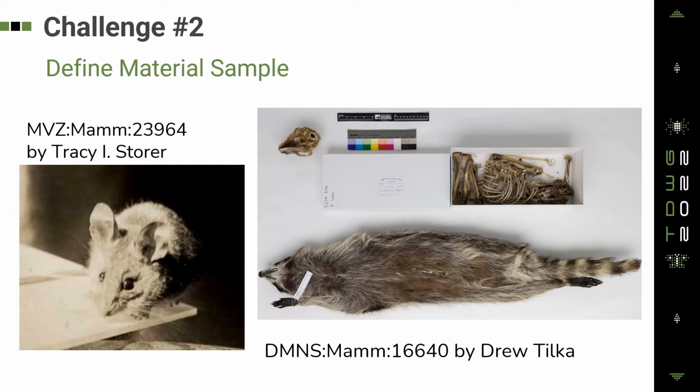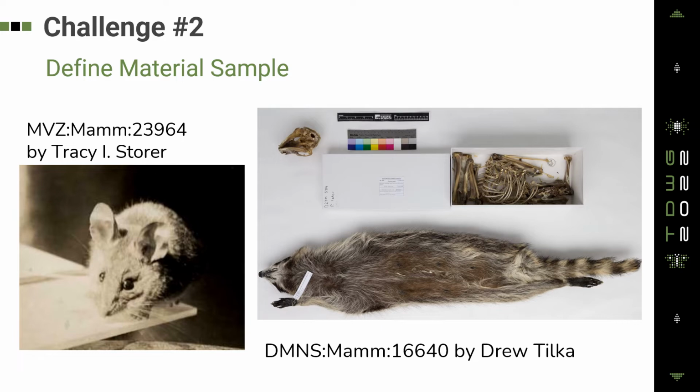Challenge number 2, what's a material sample? We don't generally accession individuals or objects that we don't plan to keep forever. The image on the left is of a mouse before or perhaps as it was being collected. Is this a material sample or an organism that results in a material sample? In this case, the object cataloged is a whole organism preserved in ethanol with the catalog number MVZ-MAM23964. So it's kind of both?